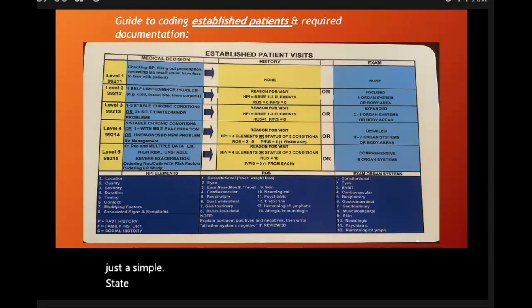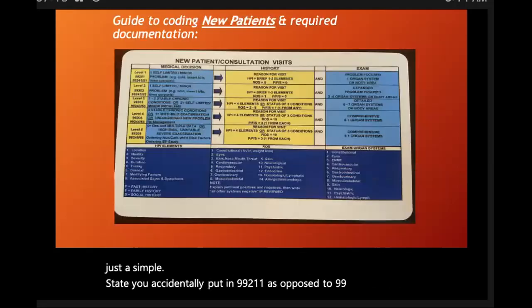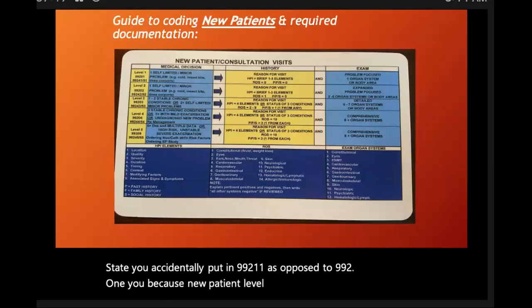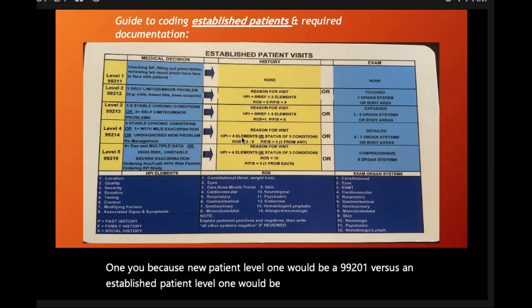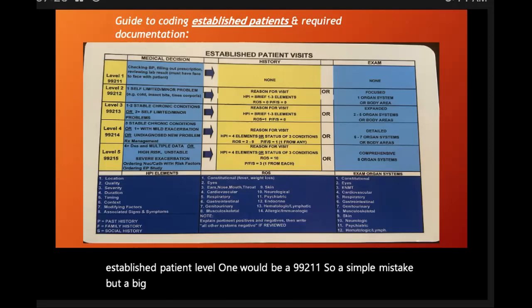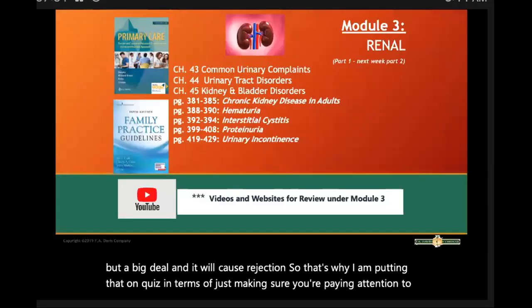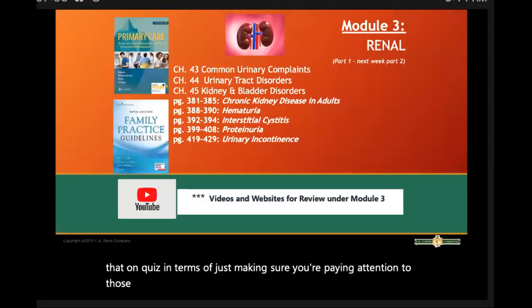You accidentally put in 99211 as opposed to 99201. Because new patient level 1 would be a 99201 versus an established patient level 1 would be a 99211. So a simple mistake, but a big deal, and it will cause rejection. So that's why I am putting that on the quiz in terms of just making sure you're paying attention to those codes.